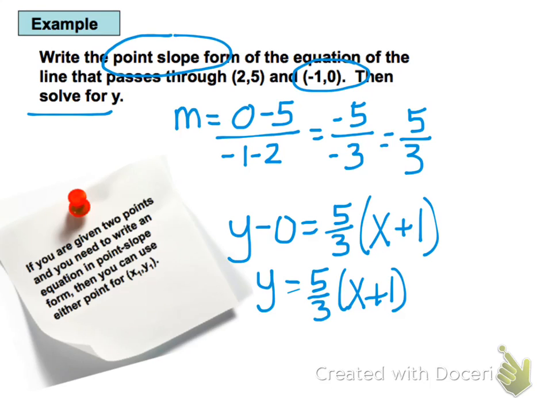So it looks like we've taken care of the second part of the question that asks us to solve for y. If I wanted this in slope-intercept form, all I would have to do is distribute that 5/3, and then I'd have that answer as well. So this is point-slope form. Again, it uses a point and it uses the slope.